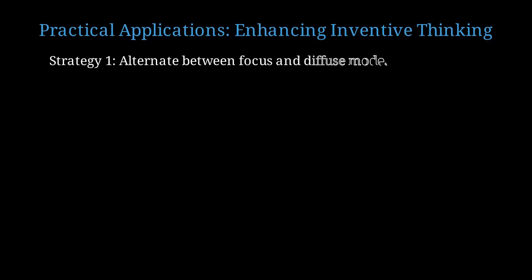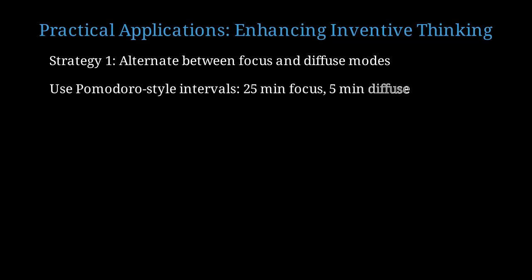Strategy 1 is to deliberately alternate between focused work sessions and diffuse thinking breaks. Don't try to maintain constant focus. A practical implementation is Pomodoro-style intervals. Work with full executive control focus for 25 minutes. Then, take a 5-minute break where you allow default mode activation through mind-wandering or light physical activity.